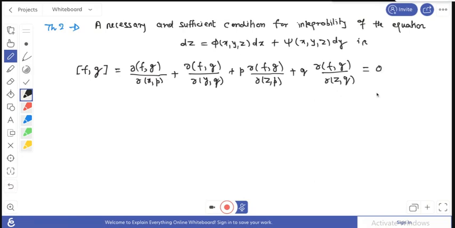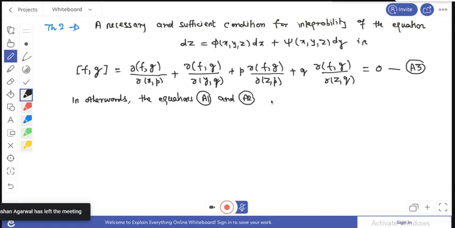Okay, if the bracket equals 0, then your f and g are compatible, and if f and g are compatible, then this integral exists, and you can find the integral of that. Okay, suppose this is your equation a1, a2, already defined. This is a3. Okay, so in other words you can say this theorem: the equations a1 and a2 are compatible.